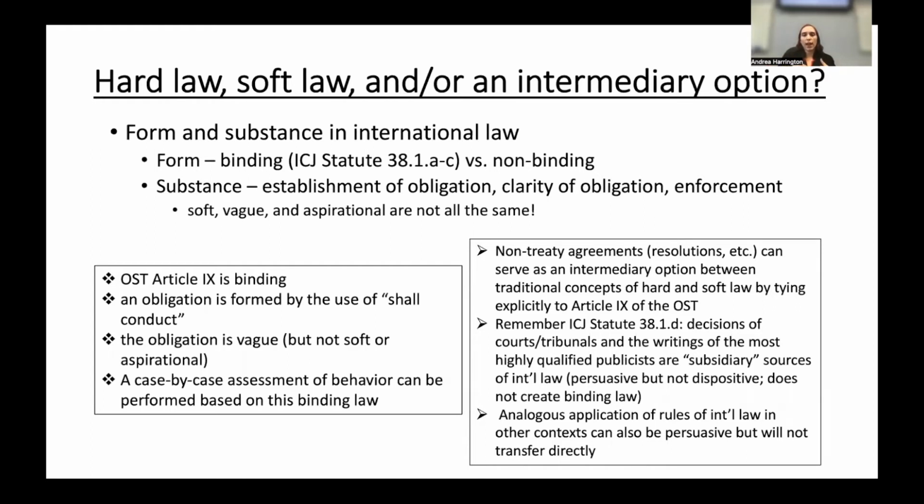I also want to mention that analogous applications of rules of international law from other contexts, from other domains, can be helpful, right? They can be persuasive, but they're not going to directly transfer. And it would be very dangerous to just directly transfer principles from other domains because they have different legal systems. They are different operating domains from a physics perspective. It does not make sense to just port over rules, even though the high seas, for example, might be a very similar context to outer space. It's not exactly the same. So we can't just port rules from the high seas to space, but we can use the interpretation and application of similar rules from the high seas and analogous domains to help understand what the obligations are in space where it makes sense to do so.